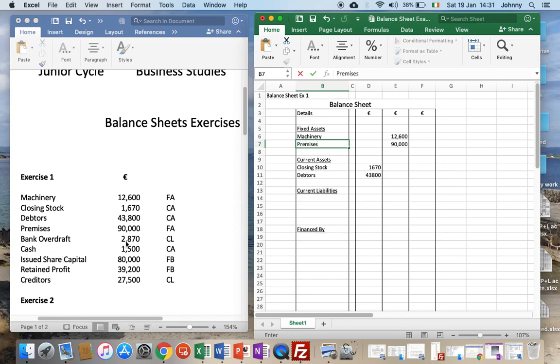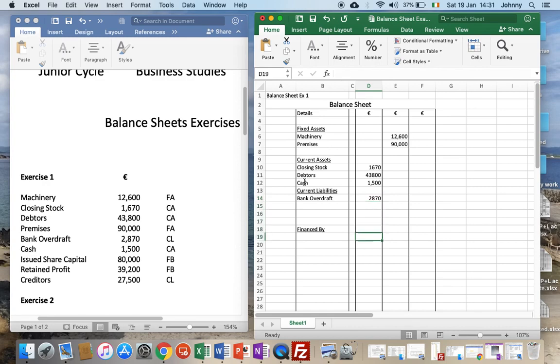Then we've got bank overdraft, 2870, so current liability. And then we have cash, 1500, so that's a current asset. They may call it in some other questions cash on hand, but it's still the same thing. It still is cash, money we have at the moment.